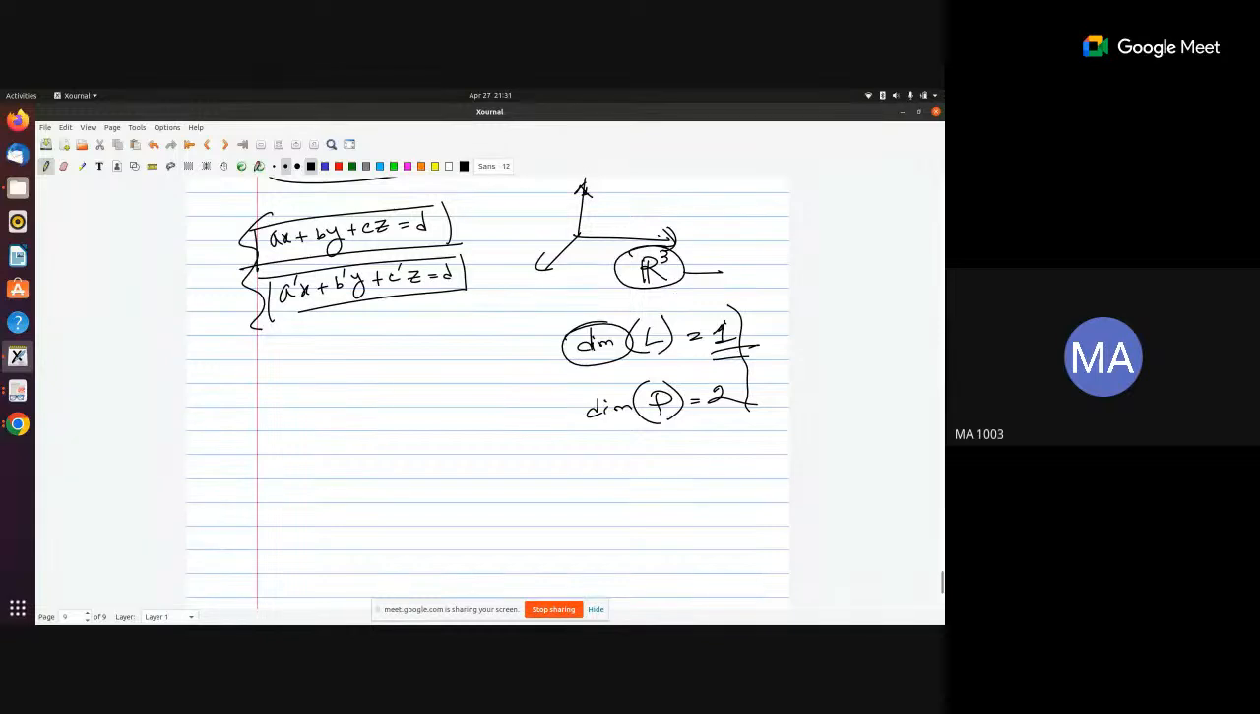Now in a three-dimensional space, if I write a subspace which is of one dimension, how many constraints at least do we need? We need at least two constraints. That will give me a one-dimensional subspace, correct? Yes.